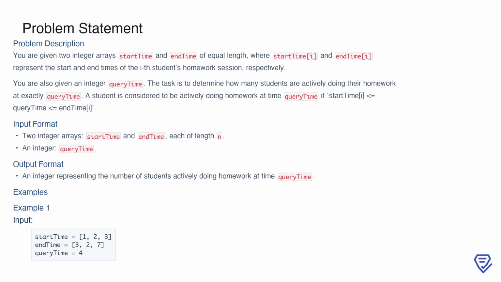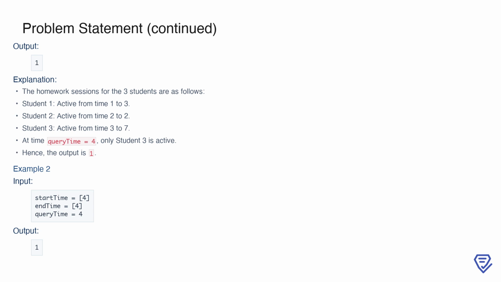A student is considered active at query time if their homework session includes that time, meaning start time i is less than or equal to query time, and query time is less than or equal to end time i. The objective is to return the total number of students who are active during query time. Now let's look at an example to understand this better.